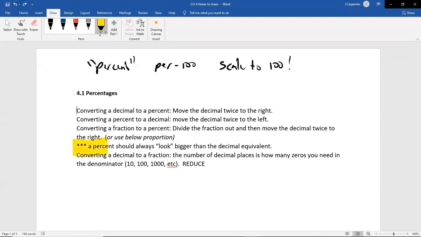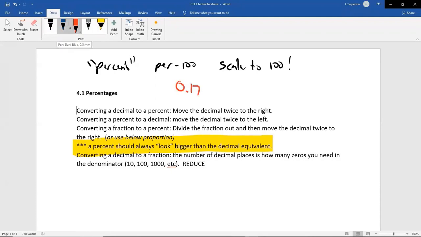So that's why I give you this awesome trick right here, that a percent value should always look bigger than the decimal equivalent. So in other words, when you're just looking at the number without the percent symbol, that should look bigger, and specifically it should look bigger by a factor of 100. So what I'm saying is, let's say you had an example and you were supposed to convert 0.17 to a percent, let's say you did this.